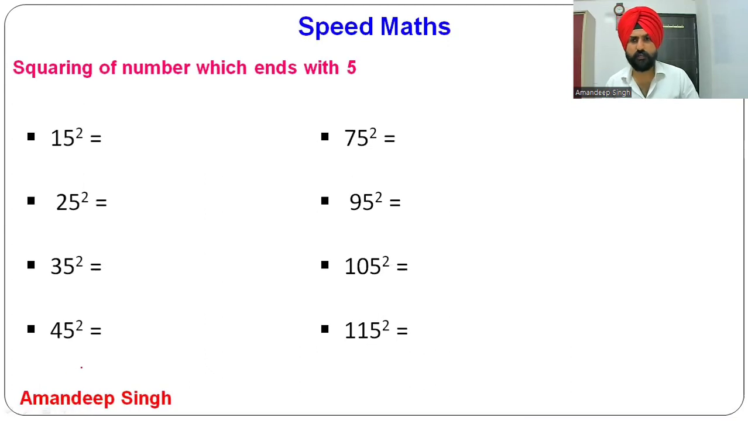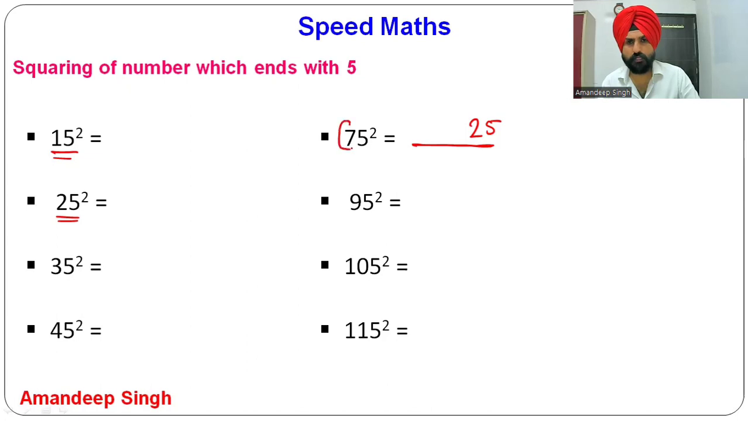The first technique is squaring of numbers which end with 5. How to find the square of numbers quickly which end with 5? The trick is very simple. You must be knowing 15 square and 25 square, which you can verify. So the trick is, whenever you want to find the square of any number which ends with 5, do one thing: write 25 at the end. 25 will be the last two places, that's for sure.